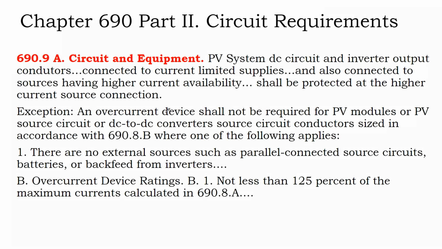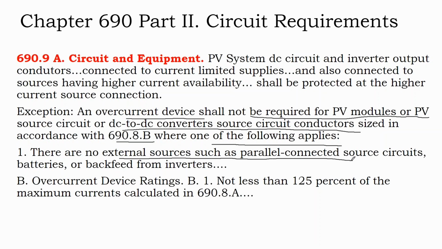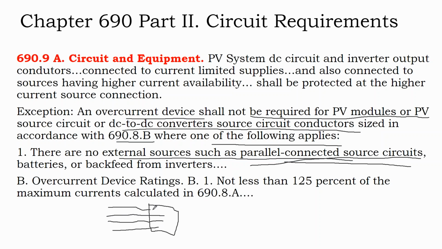So we have an overcurrent device like a breaker or a fuse shall not be required for solar arrays or DC to DC converters sized in accordance, where one of the following applies: where there's no external sources such as parallel connected source circuits. Right, so what does this mean? Well, we were talking about just on the other slide a whole bunch of circuits coming into a box at one point and then being tapped on to one output.